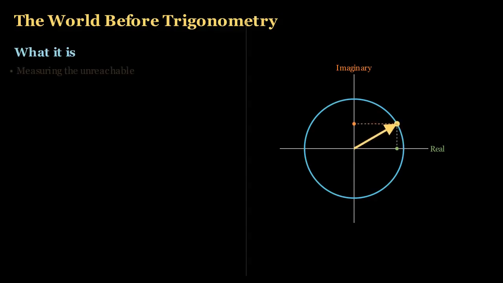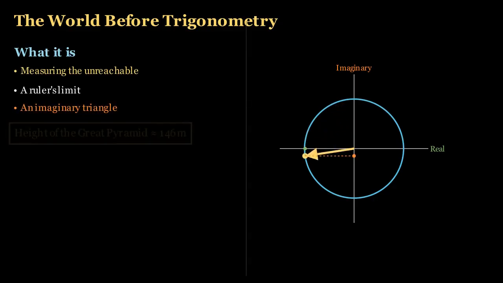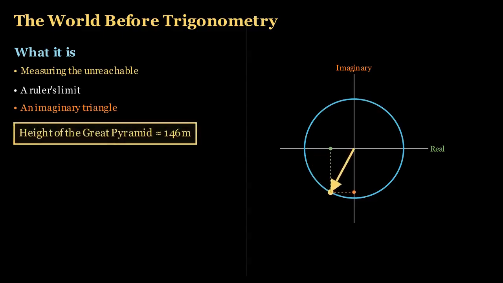Imagine standing before a giant pyramid. You want its height, but you can't climb it with a ruler. The problem is measuring distances you can't physically touch. The solution begins by picturing an invisible triangle between you, the top, and the base.